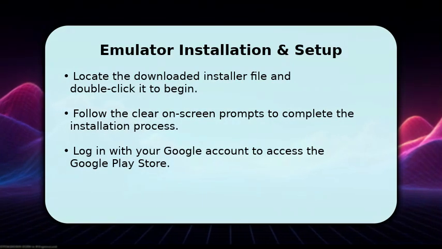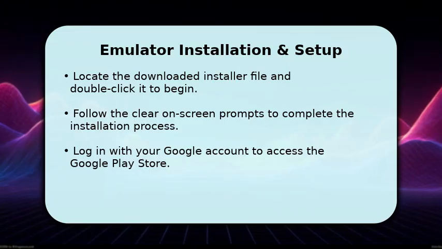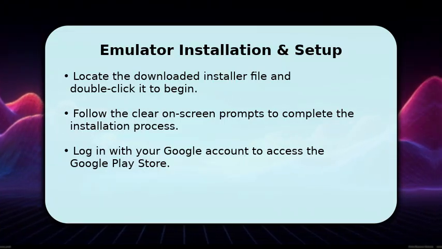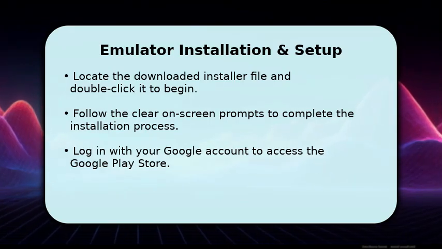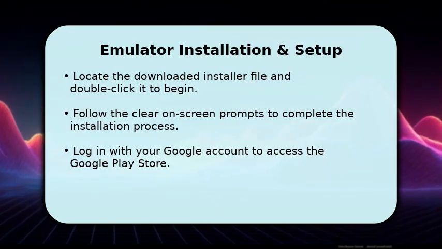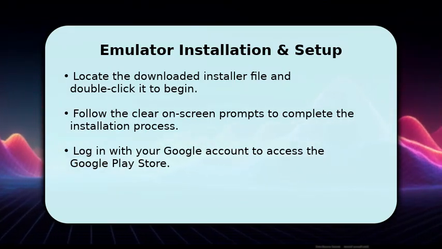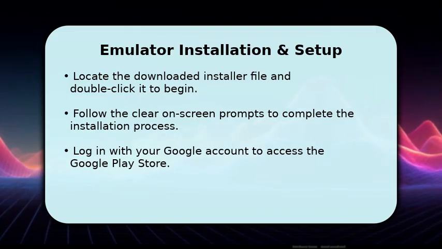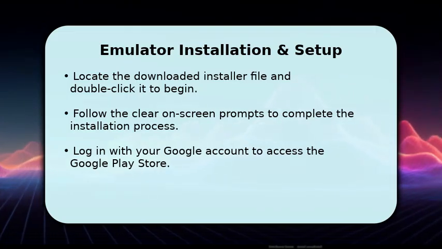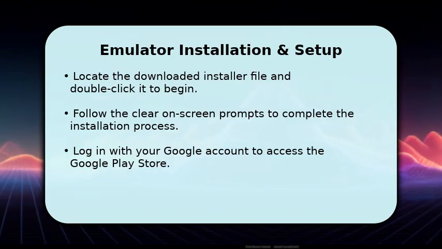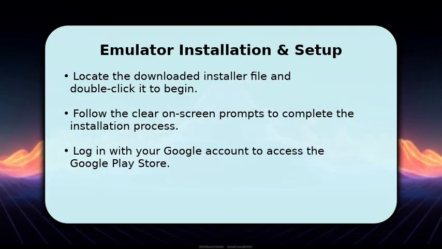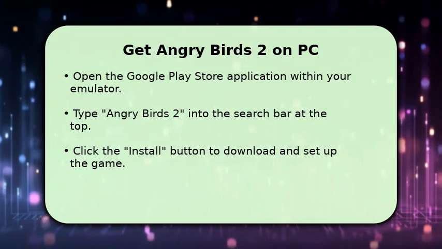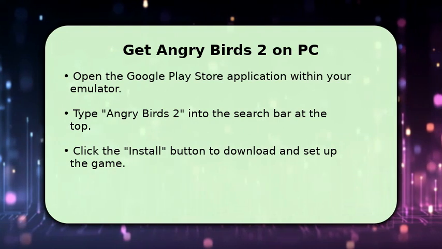Once downloaded, find the installer file, usually in your Downloads folder, and double-click it to start the installation. The setup wizard will guide you through a few simple steps. Just follow the instructions carefully. After installation, you will need to sign in with your Google account. This step is essential as it grants you full access to the Google Play Store, where you will find Angry Birds 2. Now that your emulator is ready, open the Google Play Store from its home screen.